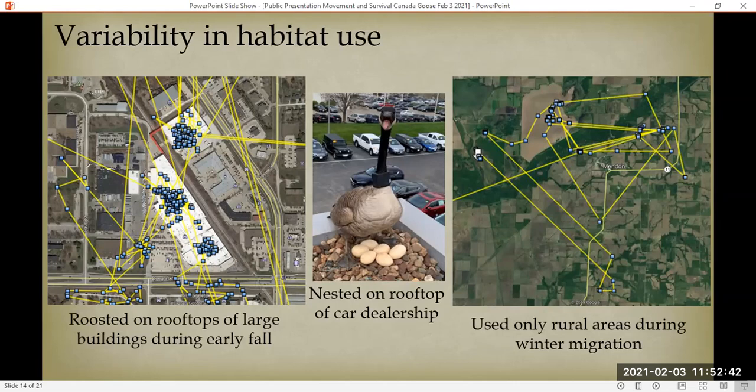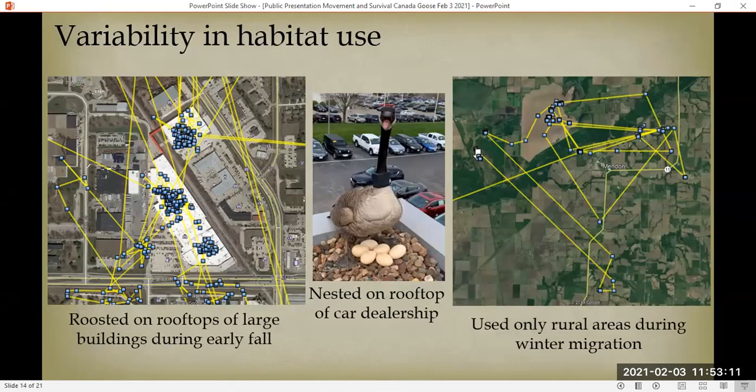When it came time for her to nest in the spring, she nested on the roof of a car dealership in Des Moines. And from the people who worked there, it sounded like this was an annual occurrence. And so she made some interesting use of these urban areas at certain times of the year. But when she migrated in the winter, she flew to Missouri and spent all of her time in rural areas that you would typically associate with Canada geese. And she really didn't use any urban areas at all.